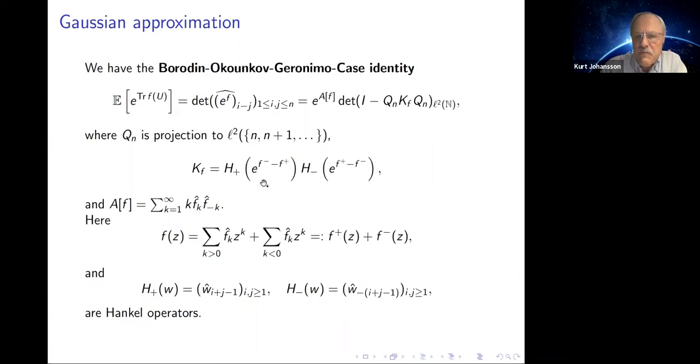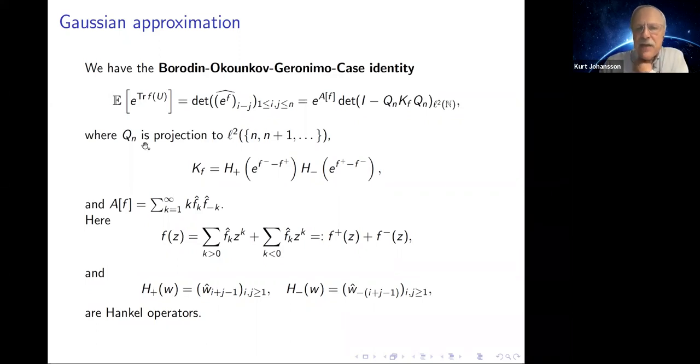K_F here is the product of two Hankel operators. H plus of some W means that you take the Fourier coefficients of W and you take the (i plus j minus 1)th ones. This is a Hankel operator. And if you take the negative Fourier coefficients, you get H minus. You split the function F into the positive Fourier coefficients and the negative Fourier coefficients. That's the split here. If you do that and put this into these Hankel operators and take this product, you get this K_F here. This is the operator that comes in.